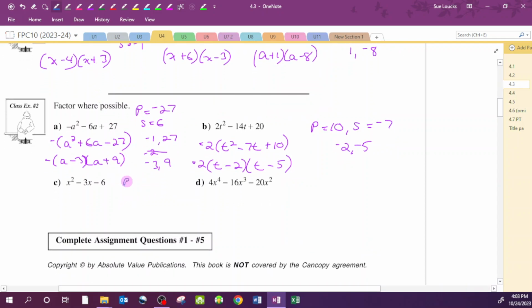Here my product is negative 6 and my sum is negative 3. So one's positive, one's negative, and the bigger one is negative. So I've got 1, negative 6. That doesn't work. 2 times negative 3 gets me negative 6, but it does not get me the right sum. So this one is not possible.